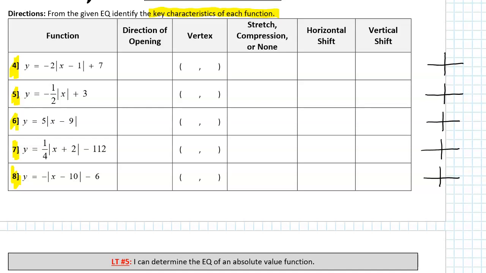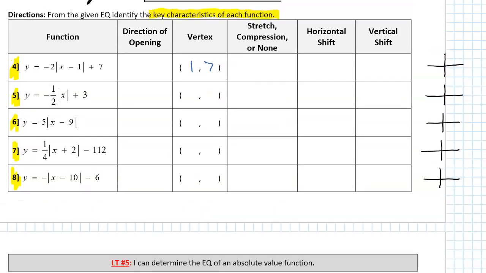So for function 4, our HK value, our vertex is going to be at 1, 7. So that means I will go over 1 and up 7. My direction of opening, my A value here is negative, so that means we'll be opening down, which means from there I should have a downward facing V.